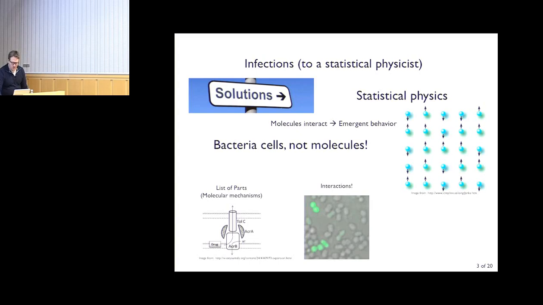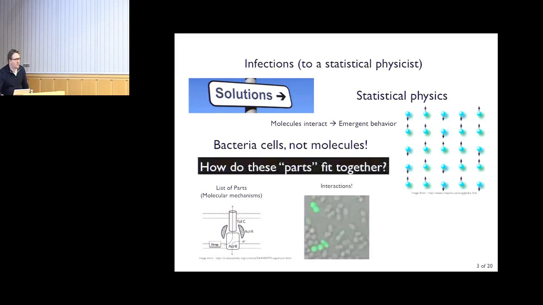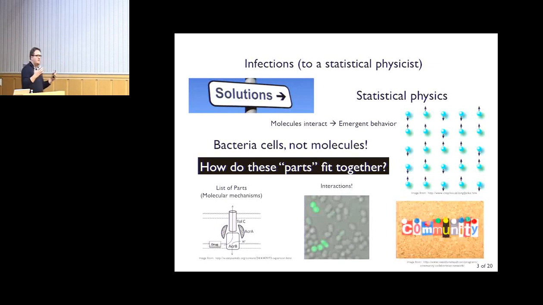One of the first pictures we took with our microscope, which I had to put in here at some point. And so the question is, how do these parts fit together? So we're not focused so much on just a list of parts, but how do those parts fit together? And ultimately, when you're dealing with cells, how do they give rise to community behavior, to behavior of an infection as a whole?